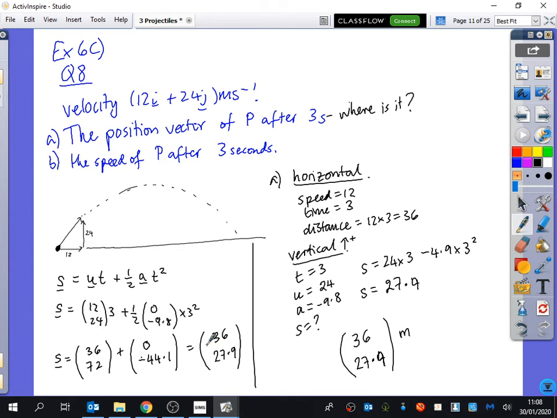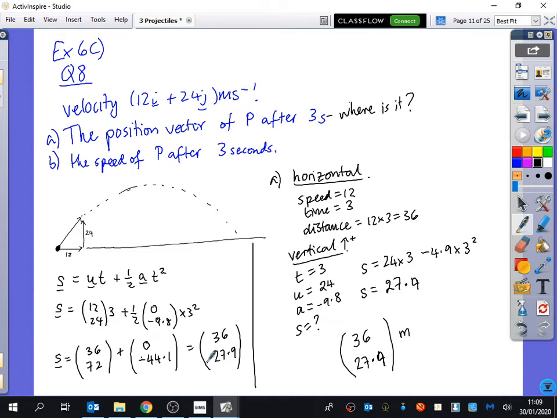The reason it works like this is because the acceleration in the horizontal direction is 0. That's what we discussed in the last lesson. So actually this s equals ut plus a half at squared, horizontally, it just becomes s equals ut, which is distance equals speed times time. So that's actually what that formula is doing. Horizontally, it's just got a 0 there, and it comes straight to that bit.